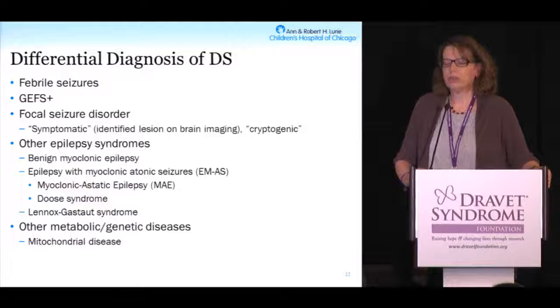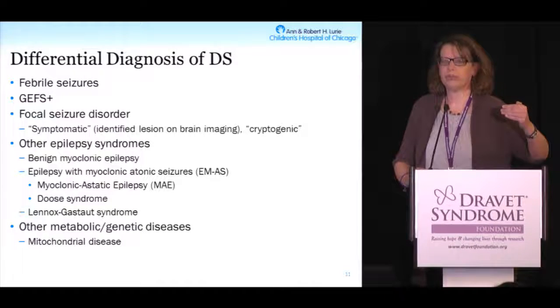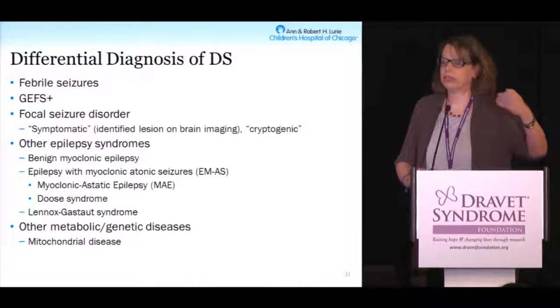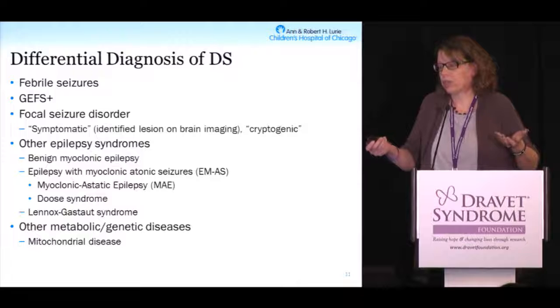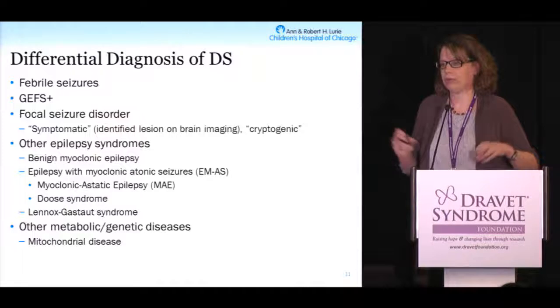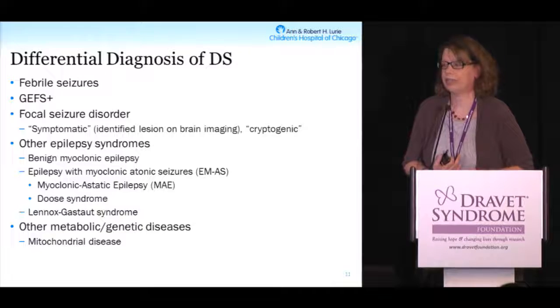I'm not going to touch more on other metabolic and genetic diseases because that is just too broad of a category. While I used to, anytime I saw a patient who I felt had the diagnosis of Dravet syndrome, get targeted SCN1A testing, now what I do and what a lot of people do is actually get gene panels because there is so much overlap with some of the other genetic diagnoses.